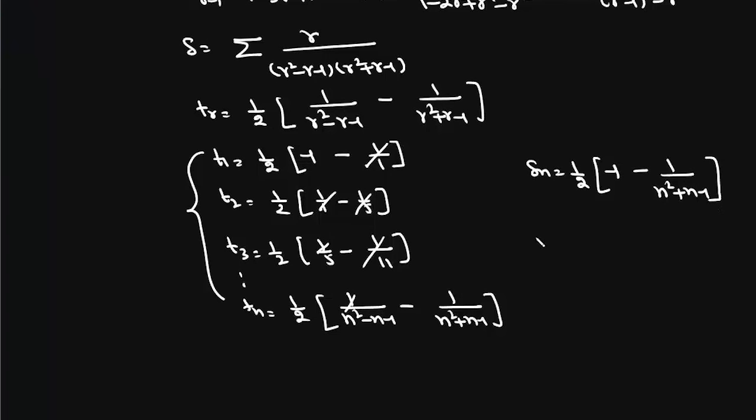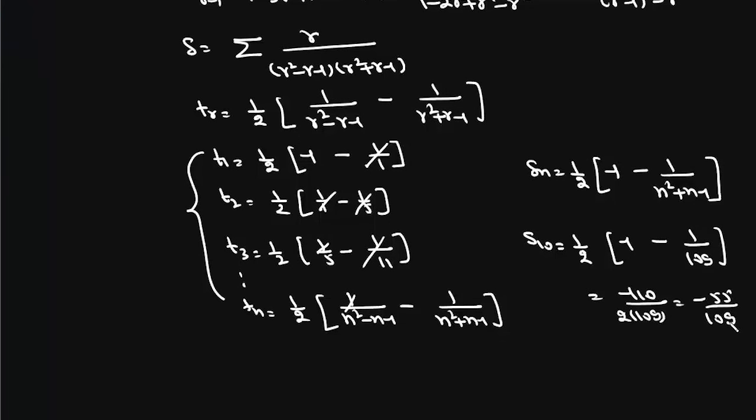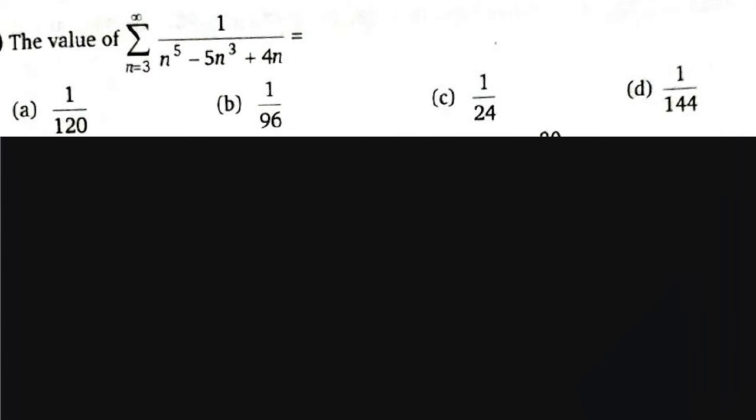Now we need to find the sum of 10 terms, so we'll put n as 10. So it will be this minus 1 minus 1 upon, and this is 100, 110 minus 1, so it will be 109. So it is minus 110 upon 2 into 109, which is minus 55 upon 109. And that's your option D. Now here the question is, we need to find the value of this summation.